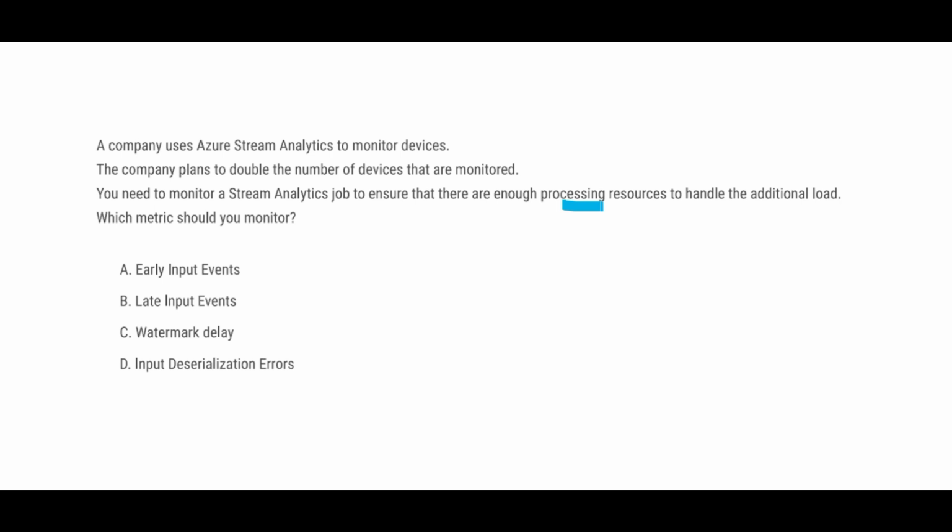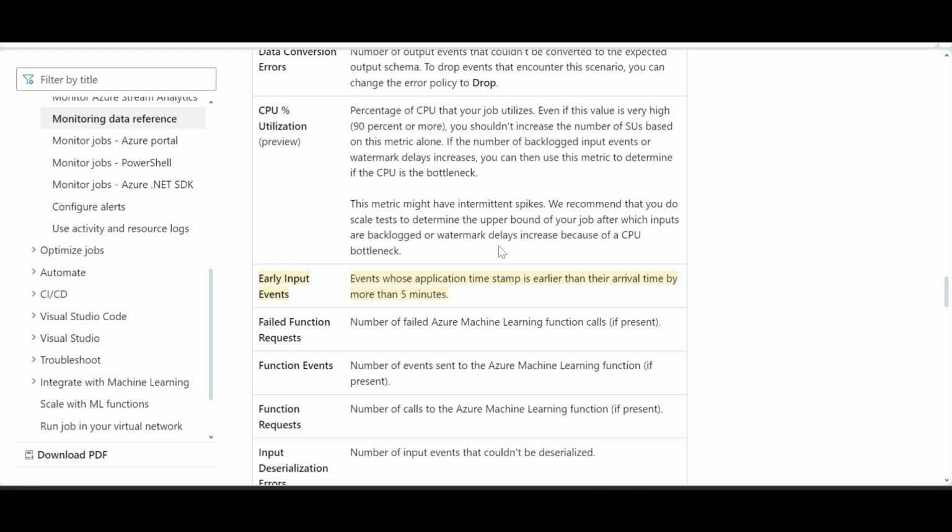Which metric should you use out of this? What is early input events? See, early input events are events whose application timestamp is earlier than their arrival timestamp by more than 5 minutes. That means they did not arrive immediately. Events whose application time, that means there are two entities, A and B. A sent the data at 155, but B received it at 158. That is early input events.